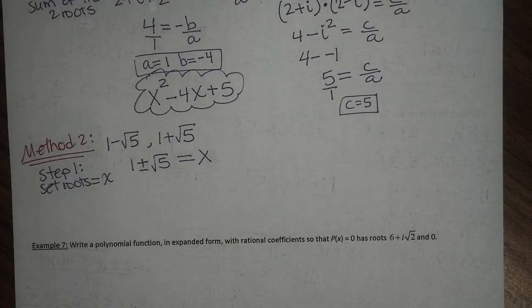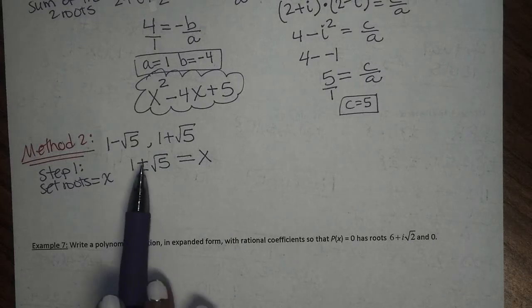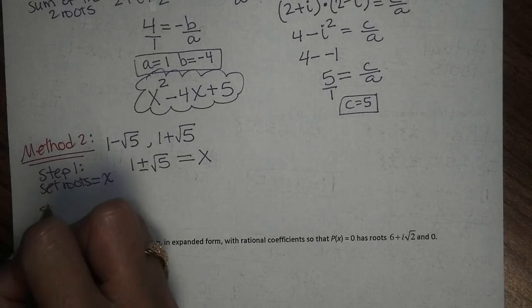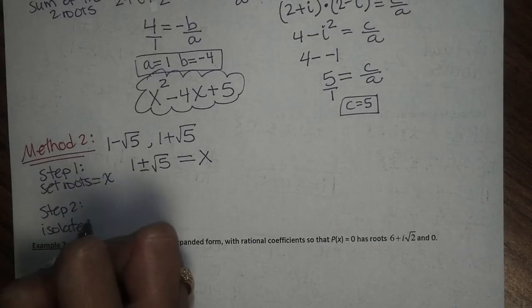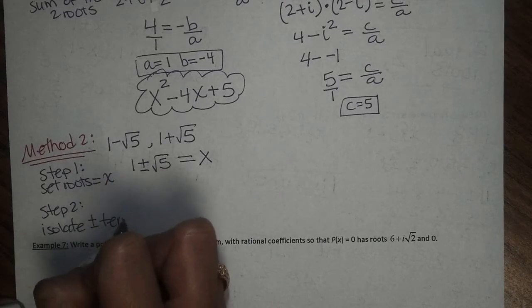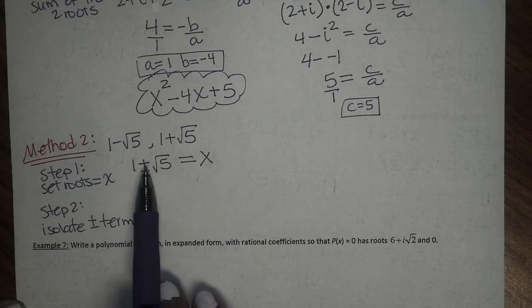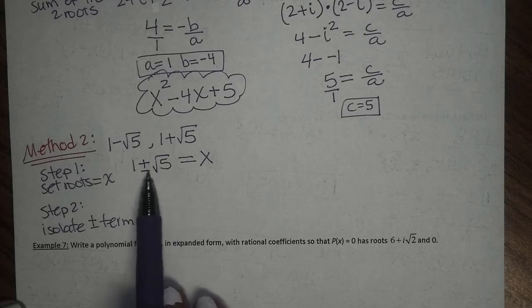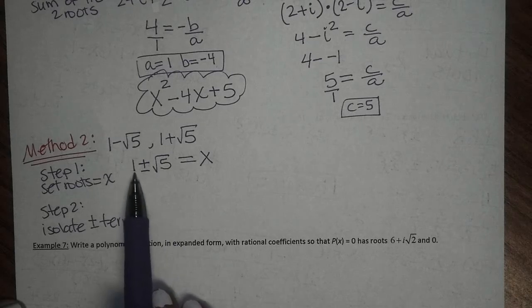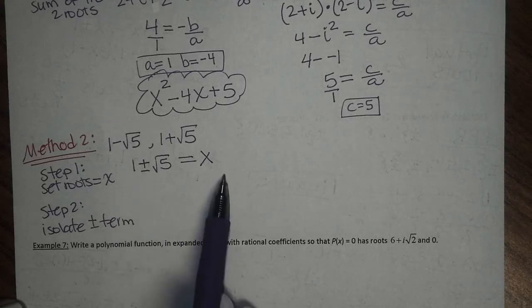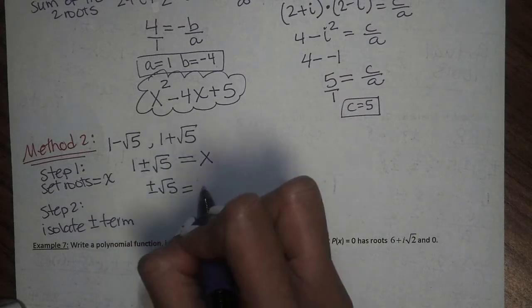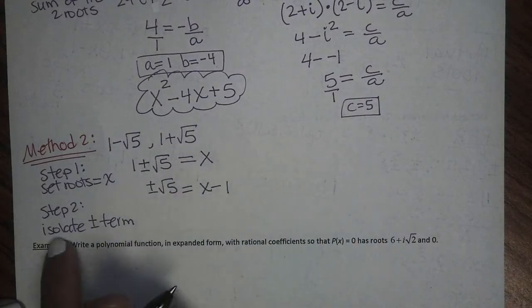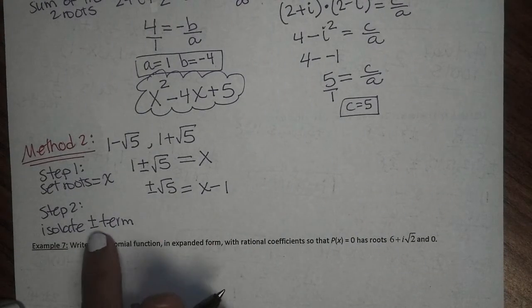Step 2 is you need to isolate the plus or minus term. So in other words, I need to leave the plus or minus root 5 by itself, and I need to move the 1 to the right. So I'm going to move this 1 to the right with a minus 1. So I have plus or minus root 5 equals x minus 1. So that's step 2, isolate the plus or minus term.